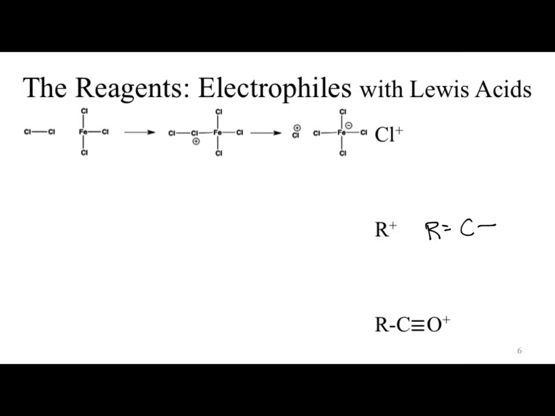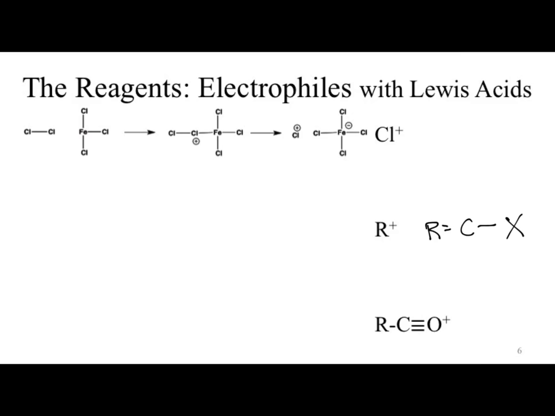I need to put something next to it that is electronegative. So I could add a halogen. How else could we get a positive? No, never mind. We'll leave it at that. We'll just add a halogen to it. That makes it positive.